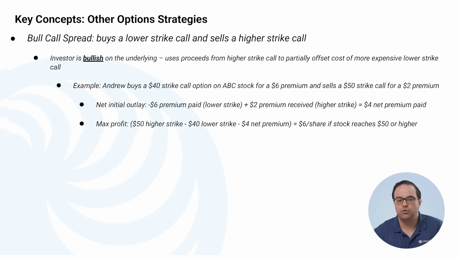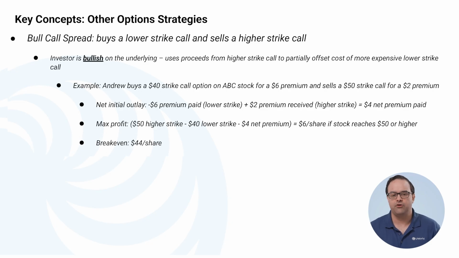The max profit will occur between the difference in each of the strikes. So $50 strike less the $40 strike, $10 per share profit. If the stock rises above $50 a share, less the $4 net premium to put on the trade, the break even in this scenario would be $40 a share. It'd be that lower strike plus the net premium paid of $4.